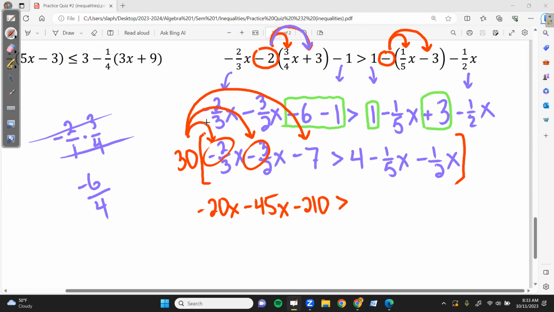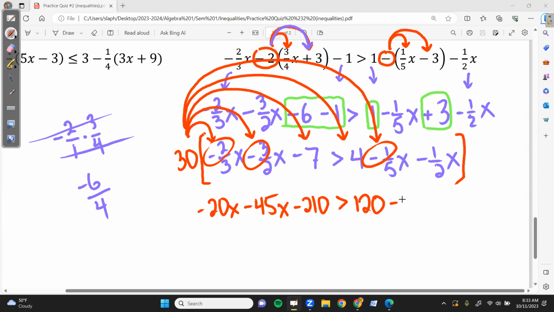30 times 4 is 120, right? And then we're going to take 30 all the way across to here. Do your hook. What's 30 divided by 5? 6 times -1 is -6x. And finally, we're going to make it over to here. 30 divided by 2 is 15 times -1 is -15x. We made it.